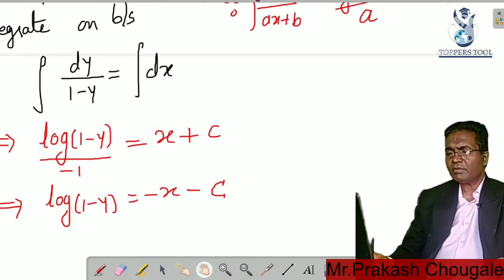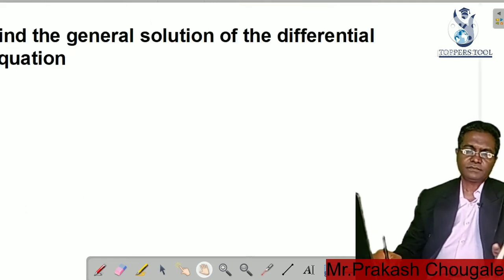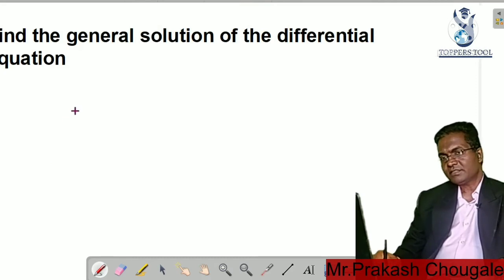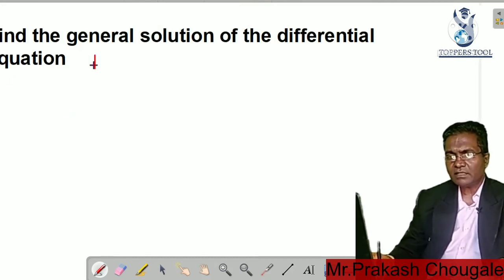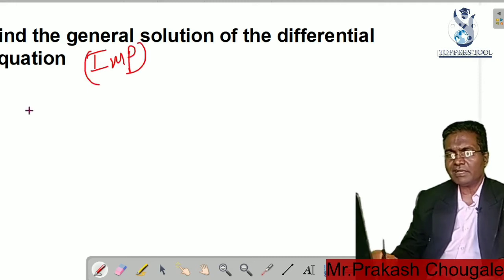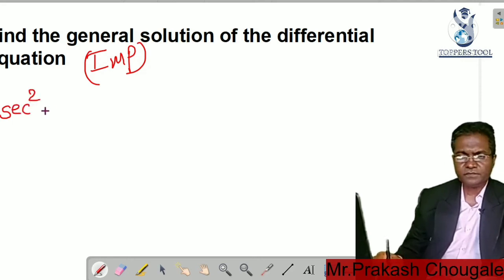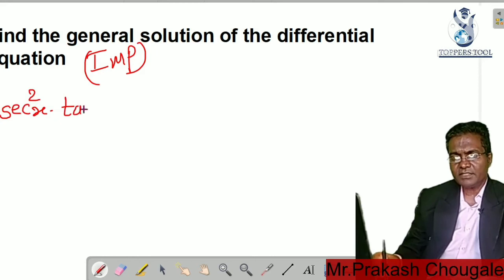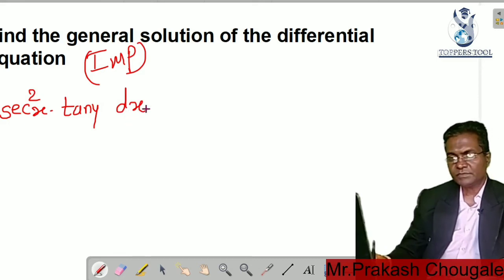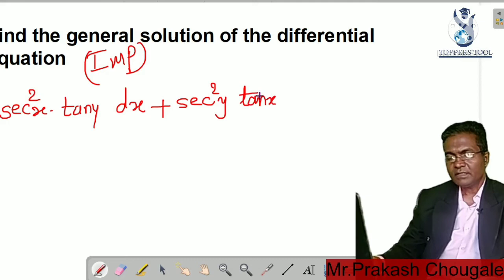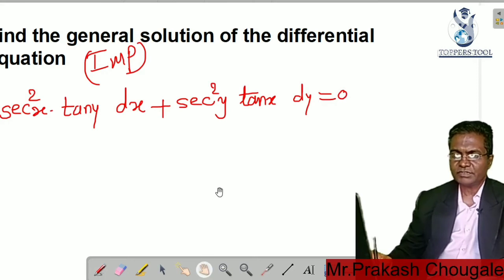Okay, so now we'll have an important one which was asked many times. Find the general solution. From the point of view of examination, you may get this, which is very easy also. Find the general solution of sec square x into tan y dx plus secant square y into tan x dy equals 0.